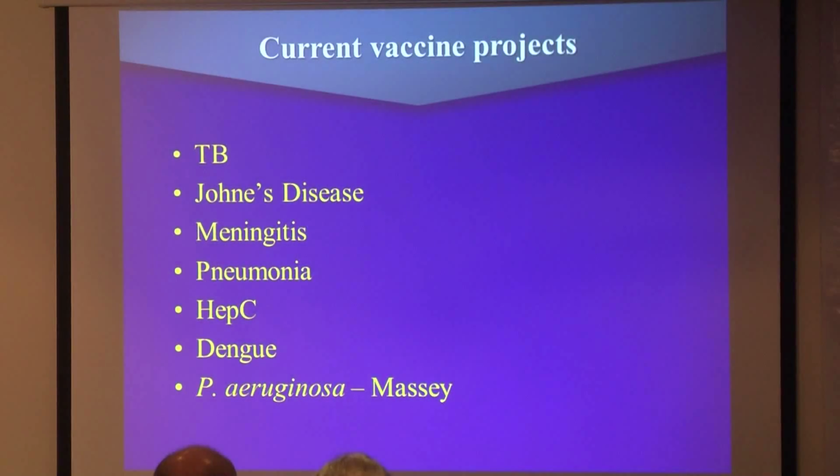And so we're currently looking into other TB antigens to make a better TB vaccine, hopefully. And then the Johne's disease is interesting to agriculture. Sheep is affected by Johne's disease, then meningitis pneumonia, where we have a variety of serotypes where current vaccines are not providing full coverage. We heard about the 13-valent vaccine on the market for pneumonia, and then hepatitis C, dengue, and Pseudomonas aeruginosa are currently being looked at.